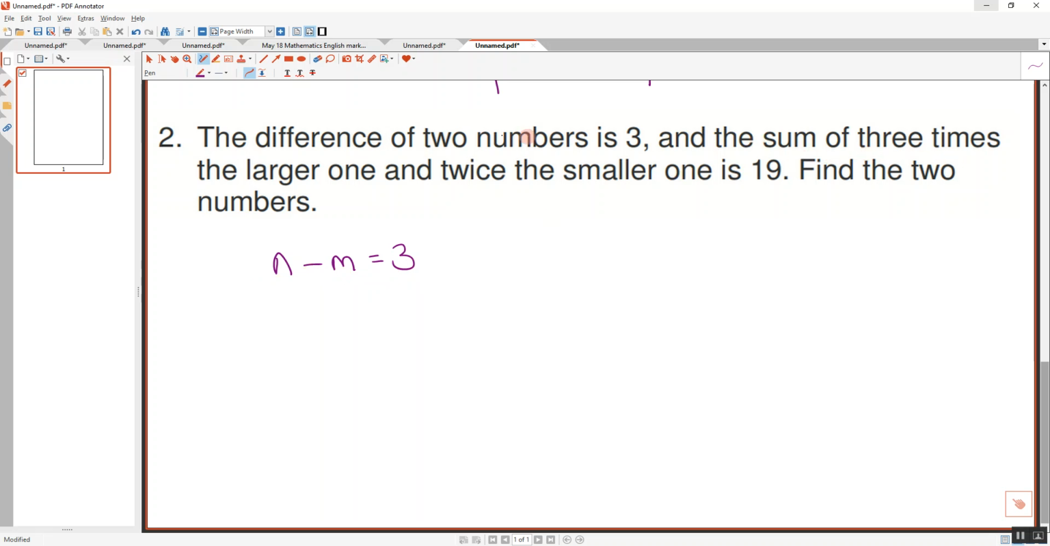Right, the sum of 3 times the larger one. So which is the larger one? Okay, the sum of 3 times the larger one. What's 3 times the larger one? 3n. And the sum of 3 times the larger one and twice the smaller one, how can I write twice the smaller one? 2m is equal to 19, right? So I've got one equation, I've got my second equation. And now I solve them simultaneously.